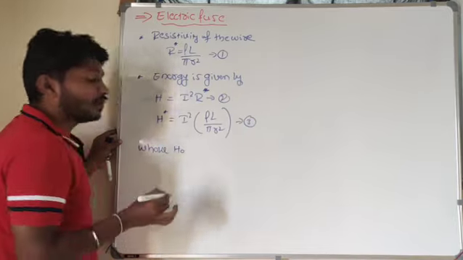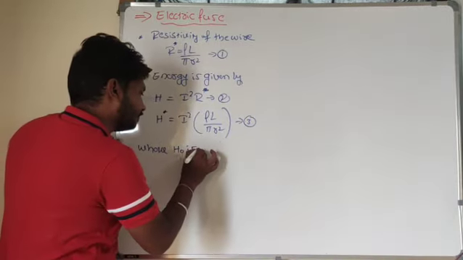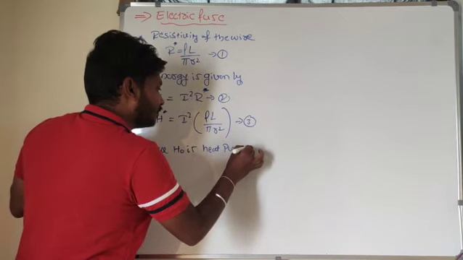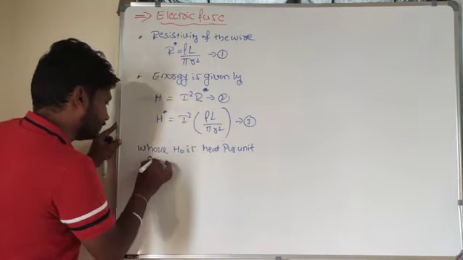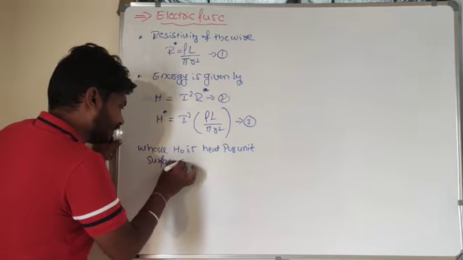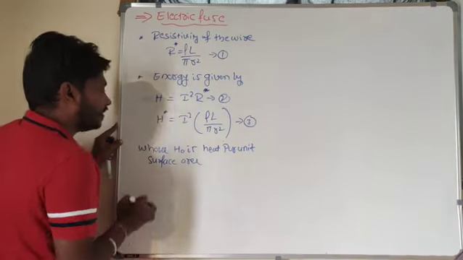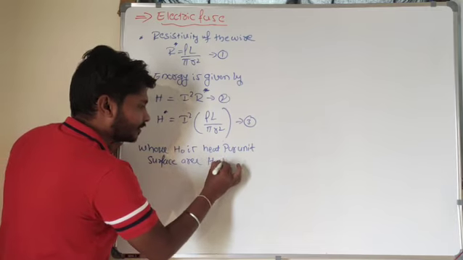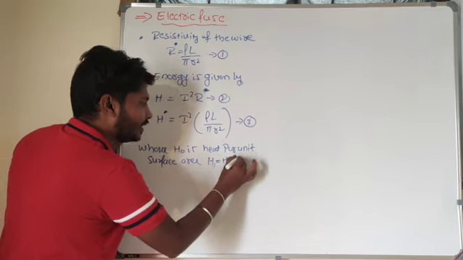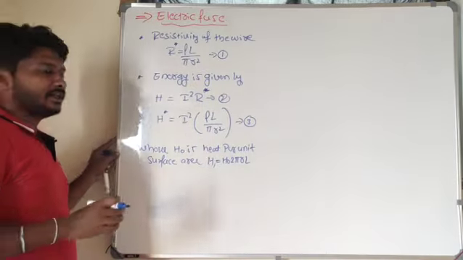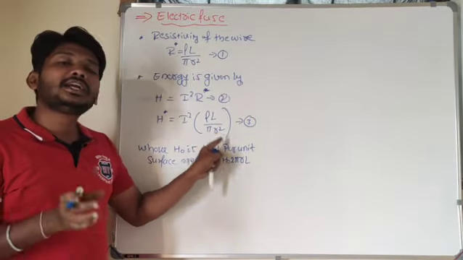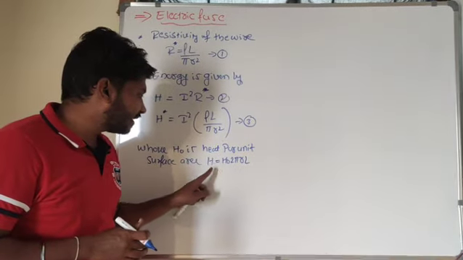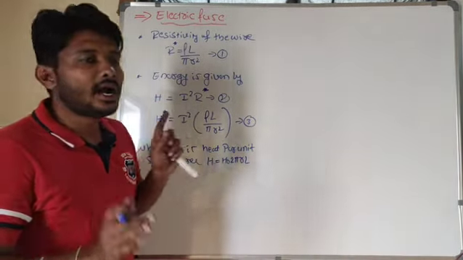I can introduce one more term. H naught is heat per unit surface area. So H is equal to H naught 2 pi R into L. So I can consider that heat per unit surface area of the wire. So instead of H I can take it as H naught 2 pi R into L.